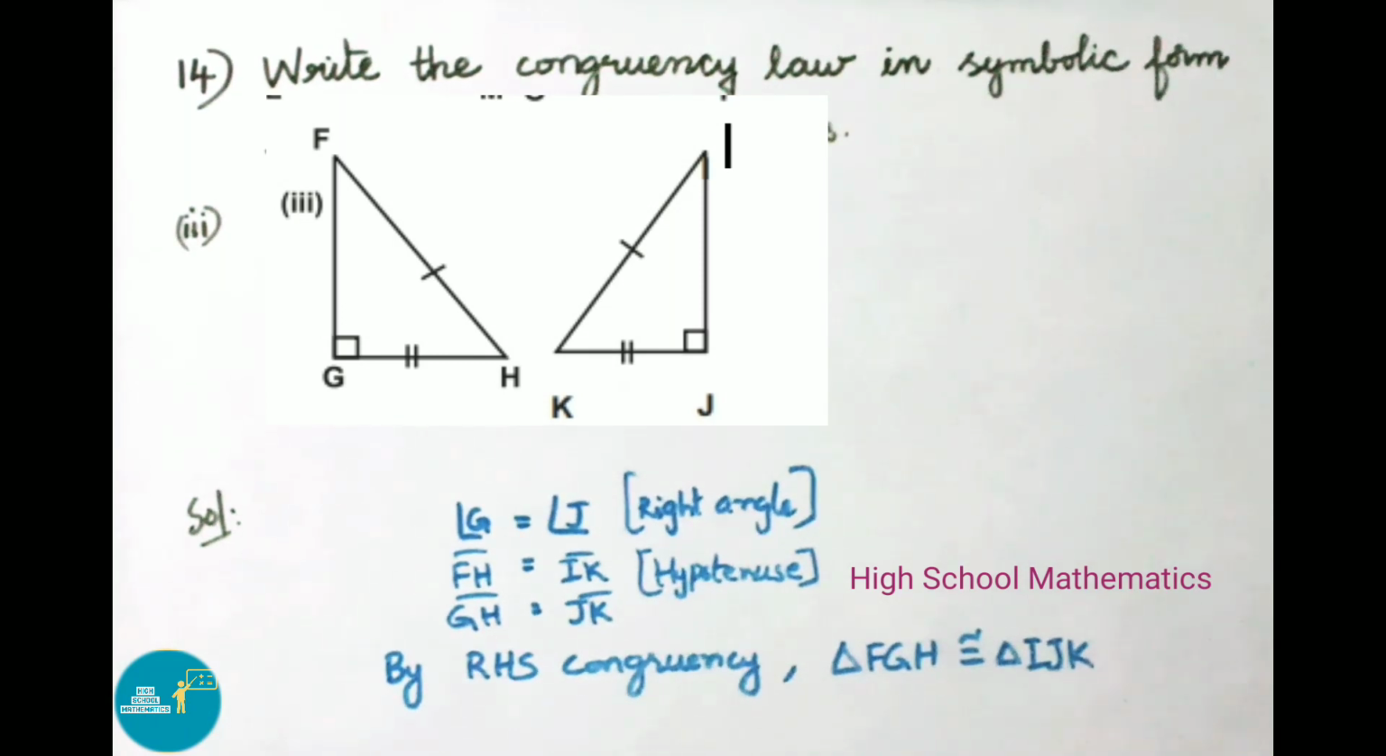See now 14th question, third sum. Observe the given triangles. Angle G equals angle J. That is, both are right angles. Next, side FH equals side IK. So that is the hypotenuse. Next, side GH equals side JK. So here we observe right angle, hypotenuse and side are equal. So by RHS congruency, that is right angle, hypotenuse, side congruency, triangle FGH is congruent to triangle IJK.